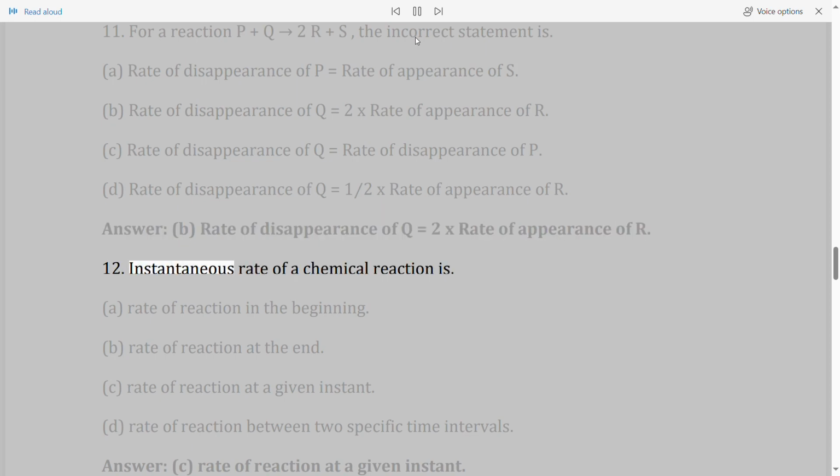12. Instantaneous rate of a chemical reaction is A. Rate of reaction in the beginning. B. Rate of reaction at the end. C. Rate of reaction at a given instant. D. Rate of reaction between two specific time intervals. Answer C. Rate of reaction at a given instant.